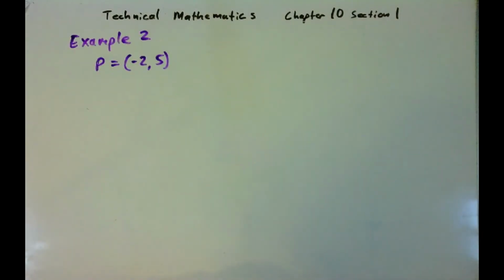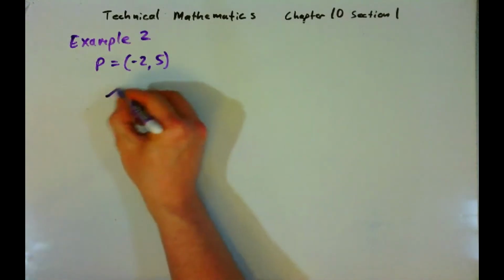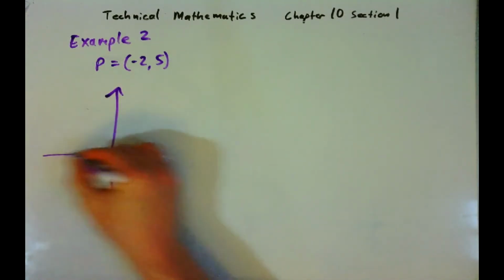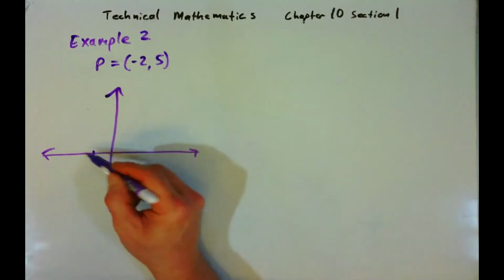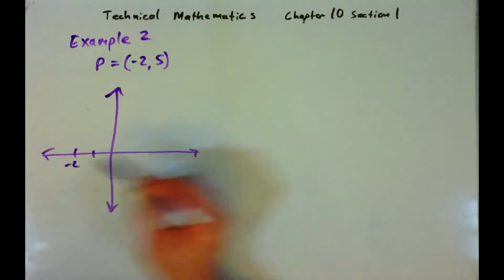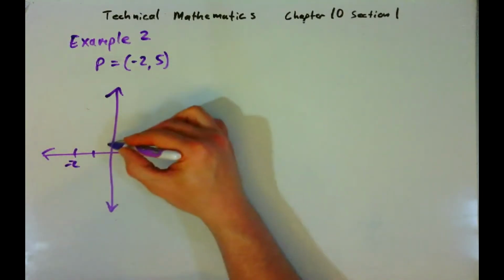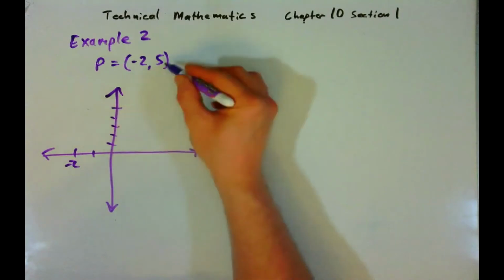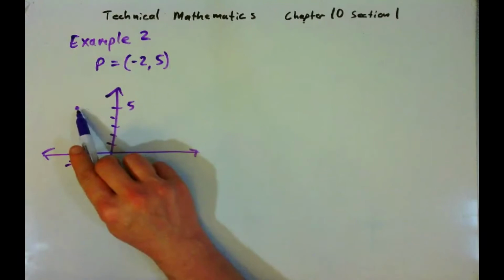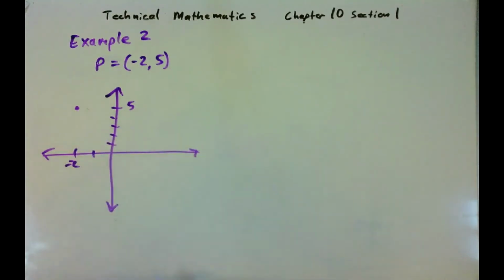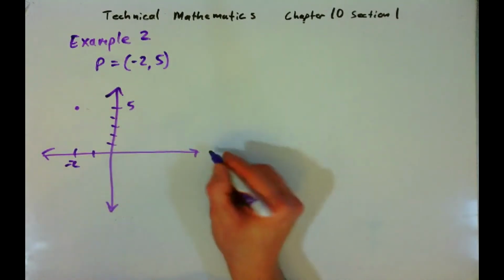This is example 2. It says draw the graph of an angle in standard position whose terminal side passes through the point negative 2, 5. And so if we look at an xy plane, negative 2 is the x coordinate, so that's going to be to the left. It's negative 2. And 5 is the y coordinate, I mean. And so the point on the terminal side passes through negative 2 comma 5.